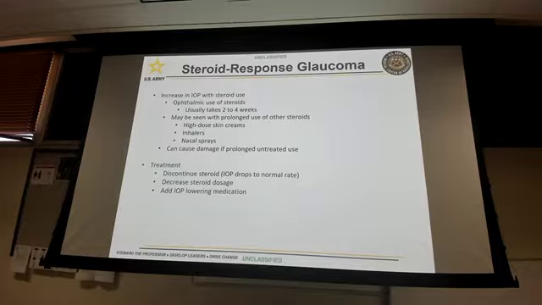I've had maybe 2 patients who were steroid responders, and luckily it was towards the end of their taper, so with one I discontinued the steroids, and for the other one we just added a drop to lower their pressure. And so it goes to our treatment: discontinuation of the steroid drops, or maybe decreasing the dosing, so maybe starting that taper a little bit sooner, and then adding the intraocular pressure lowering medication.